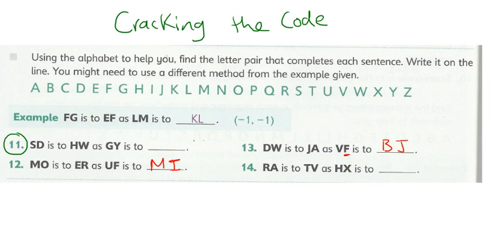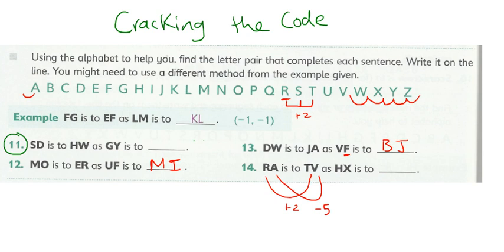Okay, so number 14 says R goes to T. So this is R, and it moves forward 1, 2 steps. Pretty easy. Okay, 2 steps forward. And A goes to V. So A goes to V. We can move this forwards, or we can go backwards. Okay, if we go backwards here, 1, 2, 3, 4, 5. That's 5 back here. So we move back by 5.